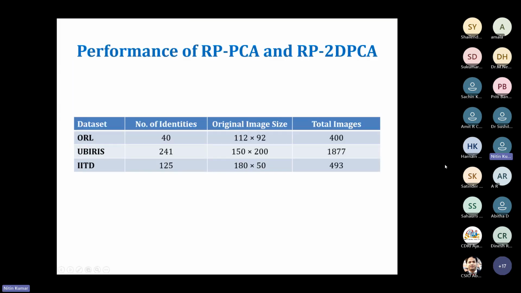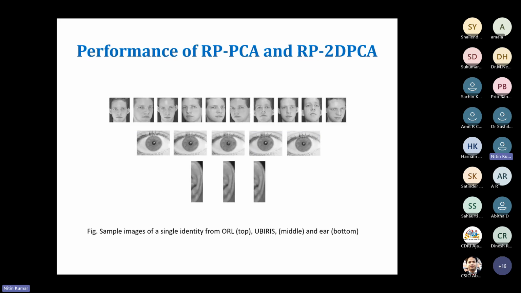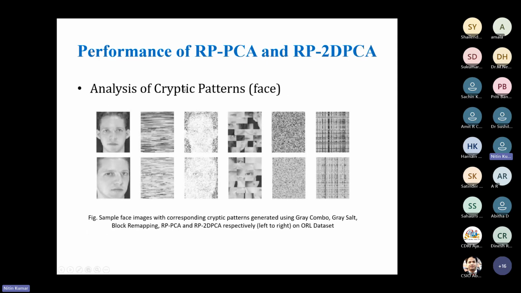We tried this approach on 3 different data sets. The ORL, having 40 identities, data of 40 people, UBIRIS having 241 identities, and IIT Delhi having 125 identities, and the total images are given here. These are some of the sample images that we have. The first one is ORL, then UBIRIS iris, and the third one is the ear. So we have tested this approach on 3 different biometrics. And these are the cryptic patterns that we have got using this approach.